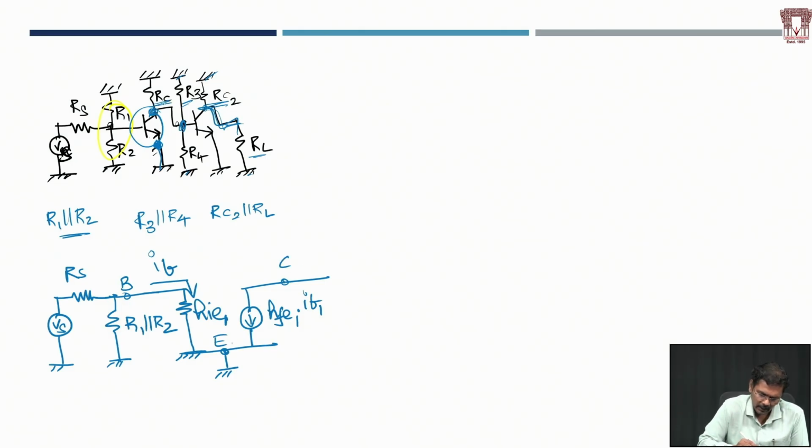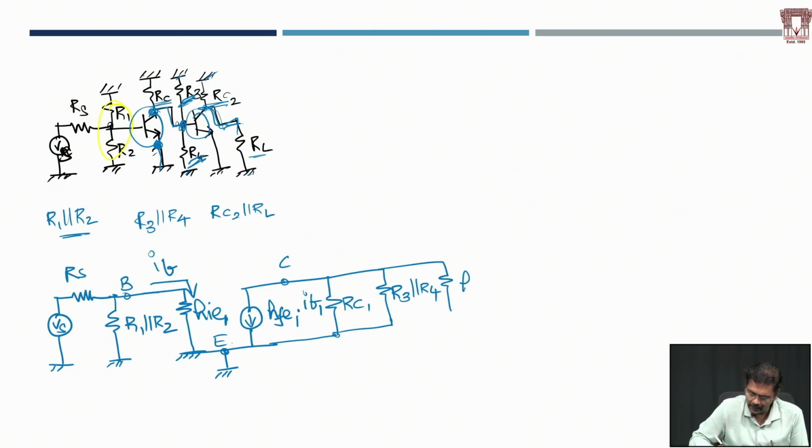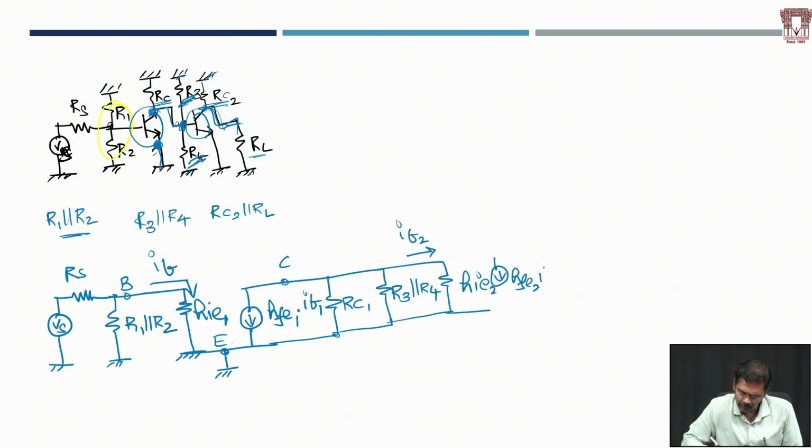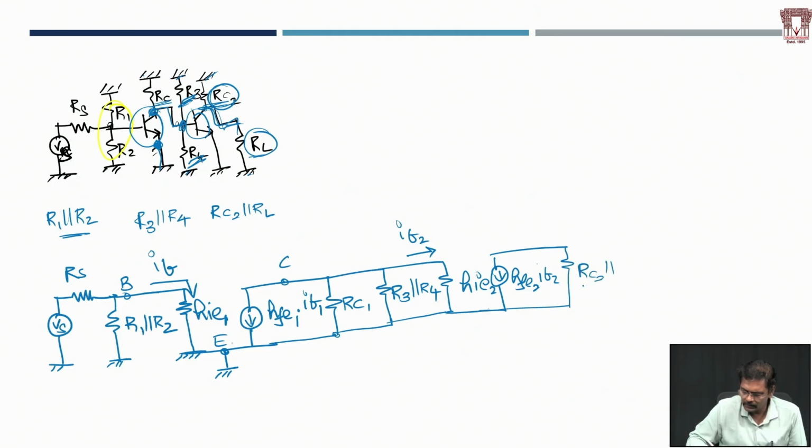After the collector, RC1 is getting connected to the ground. Let us draw that. Then after that we are connecting it to R3 in parallel with R4. Let me draw that. Then we have the input impedance of this second transistor. Same process, we'll have only HIE2, the second stage input impedance. Let me say the current moving through this is IB2. Then we'll have HFE2 times IB2. That is also done. Then what else is left out? RC2 in parallel with RL. Let's write this one.